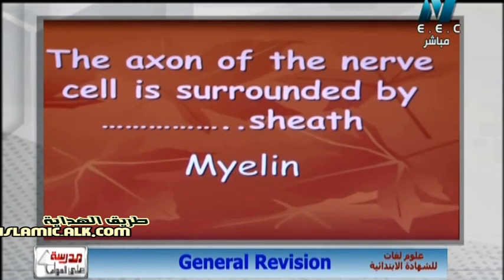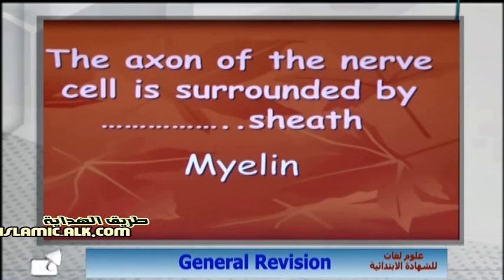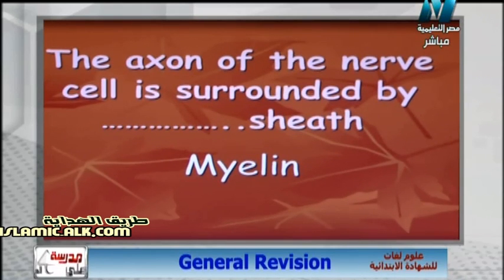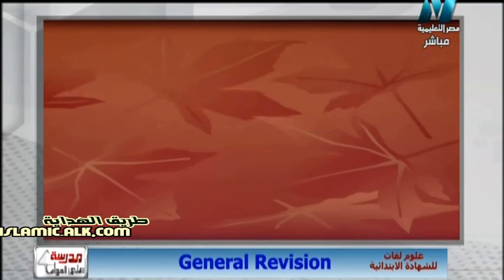And again, I remind you that the nerve cell or the neuron consists of two main parts which are the cell body and also the axon. Again, the nerve cell consists of cell body and the axon. And the axon again here in this question is surrounded by the myelin sheath.